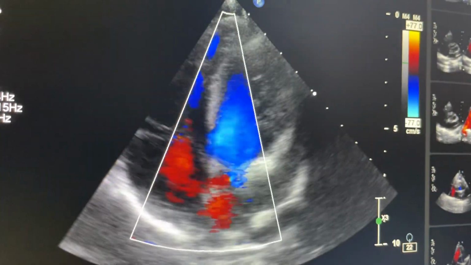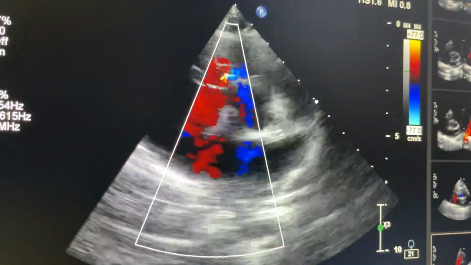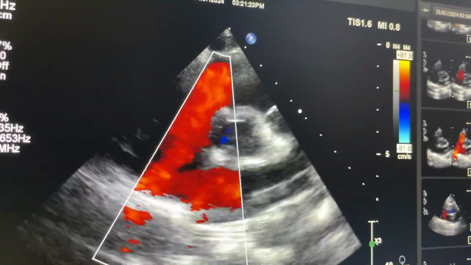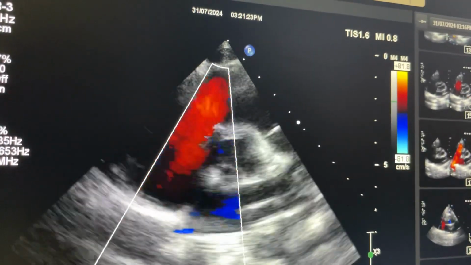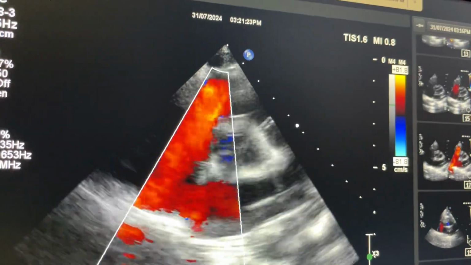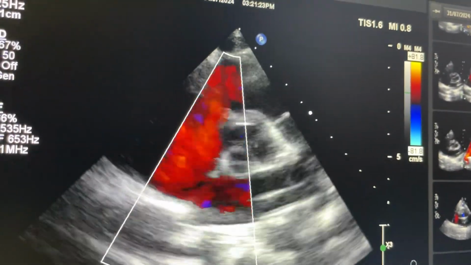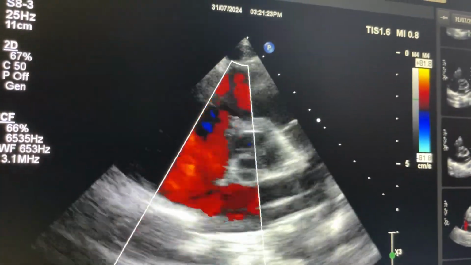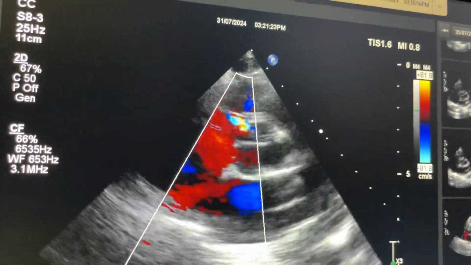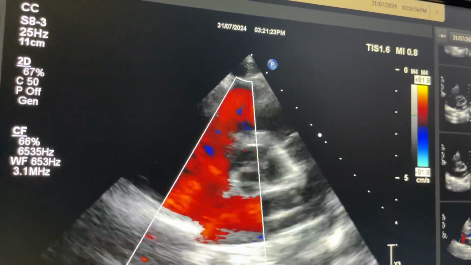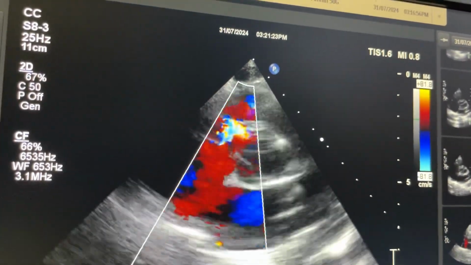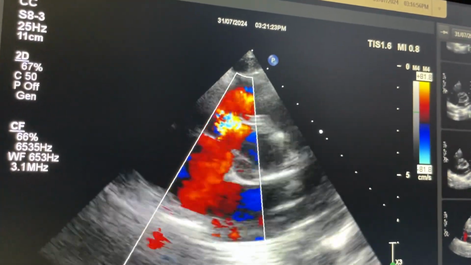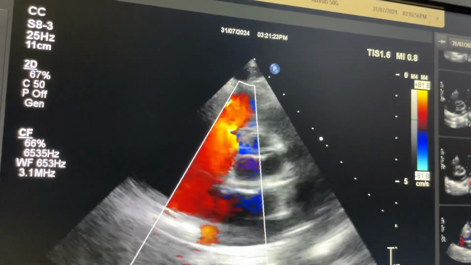You cannot easily find out Gerbode defect in this view, because apex is having more distance from the pathology compared to this parasternal short axis view. In parasternal short axis view you come very close to the pathological lesion, pathological point, that is Gerbode defect or VSD, whatever you say. In other cases you can have VSD also, but in this case only Gerbode defect, isolated Gerbode defect. So isolated Gerbode defect comes close to parasternal region compared to apical region.